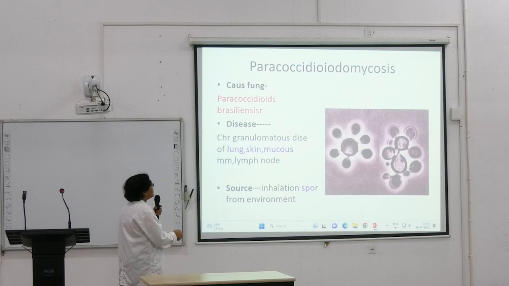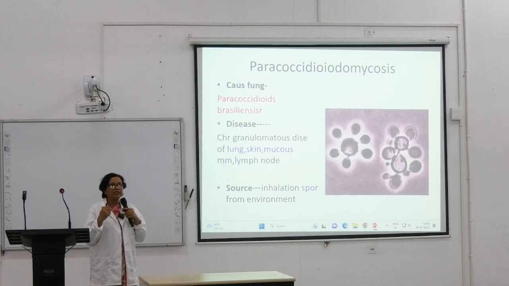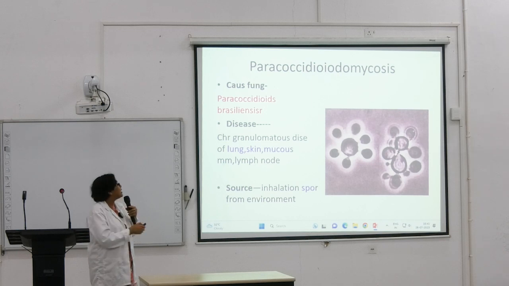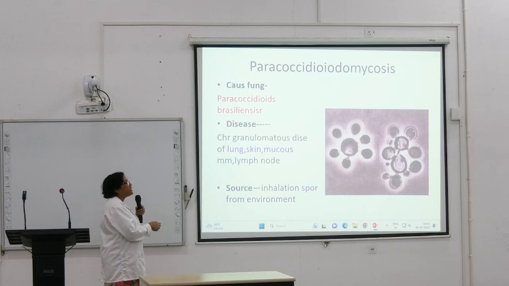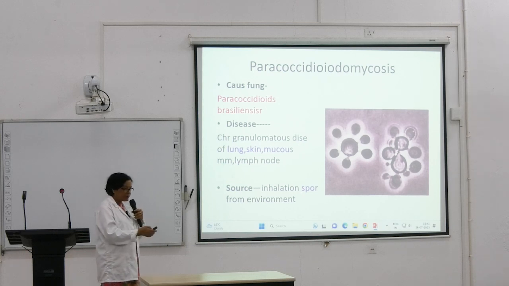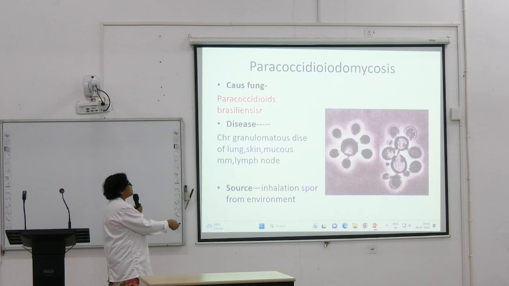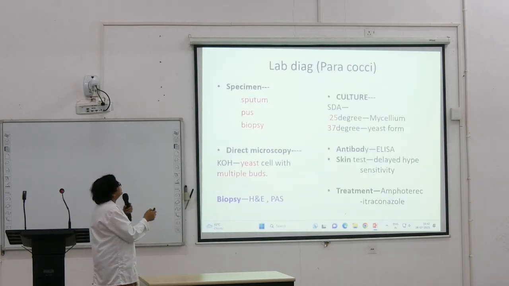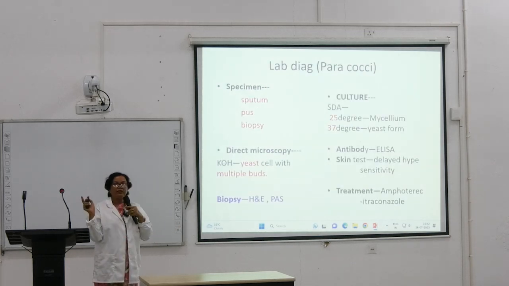The disease is chronic granulomatous disease of the lung. It is a pulmonary infection by inhalation of the conidia, with infection of the lung and dissemination to skin, mucous membrane and lymph node. The source is the same: inhalation of spores from the environment. This is the picture. Lab diagnosis is the same.